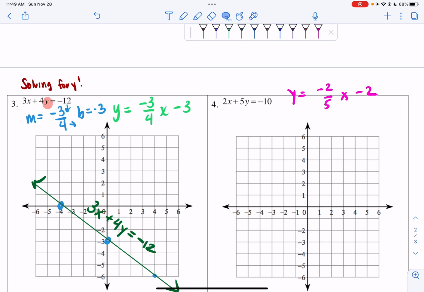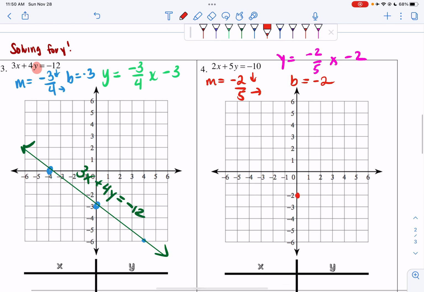If I look, my slope is negative 2 over 5. So I'm going to go down 2, right 5, and my y-intercept is negative 2. So I'm going to plot a point at negative 2, and I'm going to go down 2, right 5. So 1, 2, 1, 2, 3, 4, 5. Plot a point at 5, negative 4.